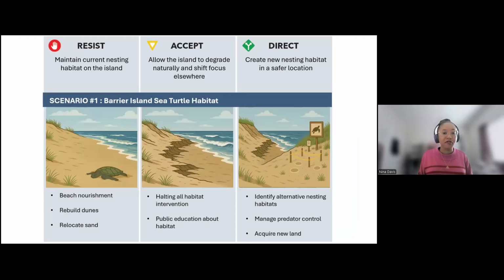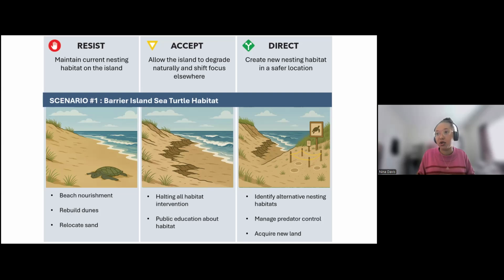All right, so for your first scenario, which was Barrier Island sea turtle habitat, your main drivers of change were sea level rise, erosion, or storm overwash. One of your main focuses is maintaining nesting habitat for your endangered sea turtles. So for your goal of maintaining current nesting habitat on the island, that is your resist.